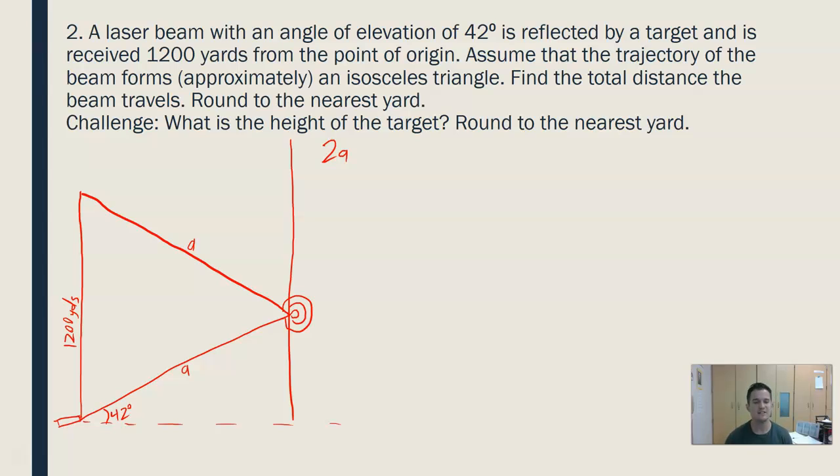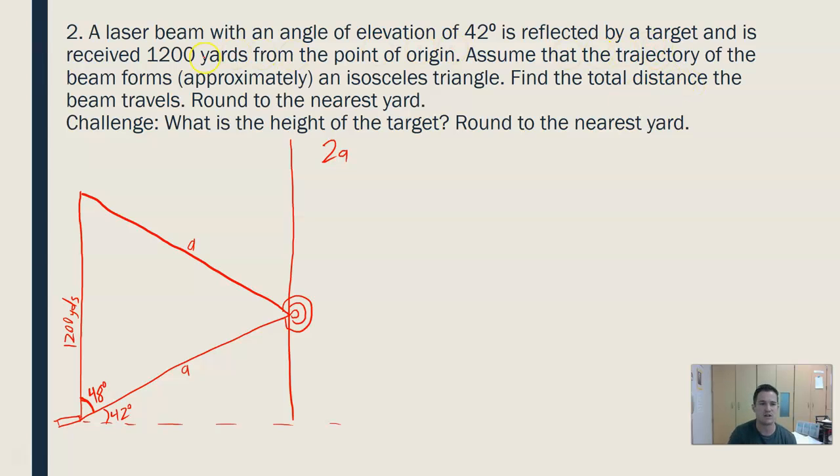Okay, now let's fill in everything else on this triangle that I could possibly know. Well, this right here between the ground and this vertical line here, that's going to be a 90-degree angle, which means these two angles are complementary angles. They have to add up to 90 degrees. So if this is 42 degrees, this angle right here is going to be 48 degrees. Okay, cool. That's all fine and dandy. What else do we know?